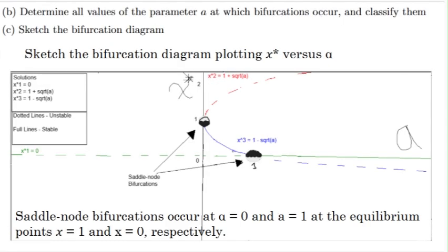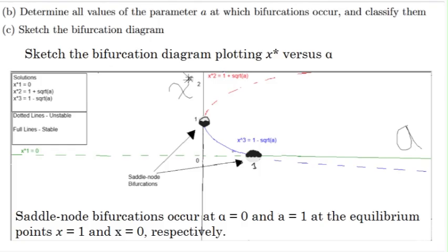Now, we can sketch the bifurcation diagram, and then, from the diagram, determine the values of the parameter a for which bifurcations occur, and classify those bifurcations. To sketch our bifurcation diagram, we're going to be plotting our equilibrium solutions versus the parameter a. We are going to use dotted lines to indicate when the solutions are unstable, and full lines to indicate when they are stable. We are going to use a different color for each of our three equilibrium solutions. Green for x1 is equal to 0, red for x2 is equal to 1 plus square root a, and blue for x3 is equal to 1 minus square root a.